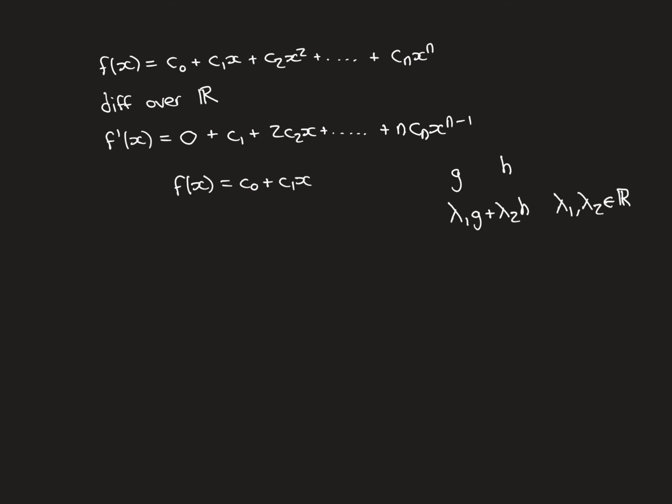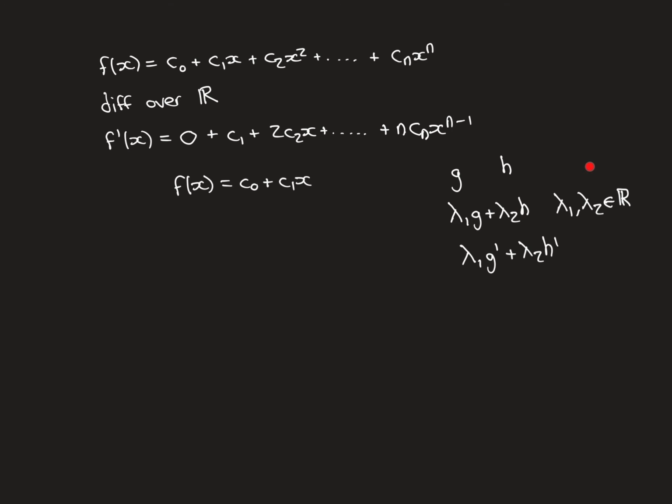And this new function, this linear combination function of g and h, this is also going to be differentiable at x, where both the two initial functions were differentiable, and its derivative is then going to be lambda 1 times the derivative of g at x, plus lambda 2 times the derivative of h at x, lambda 1 g prime plus lambda 2 h prime.